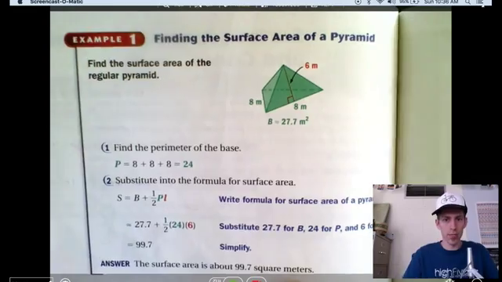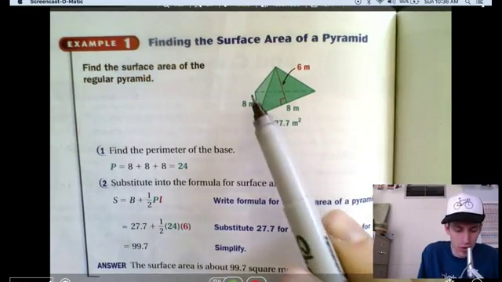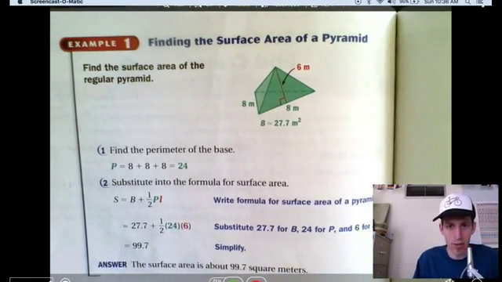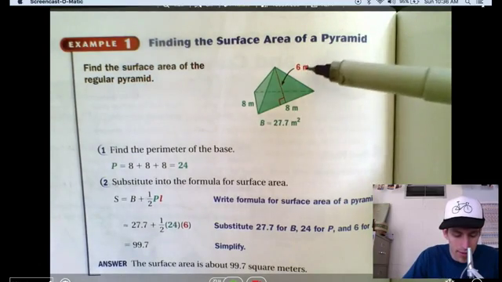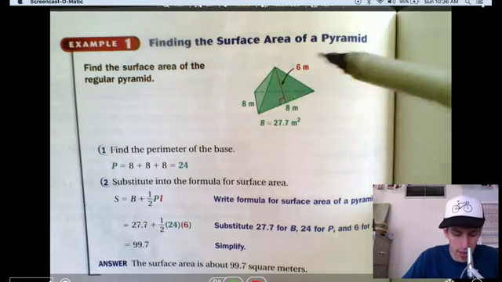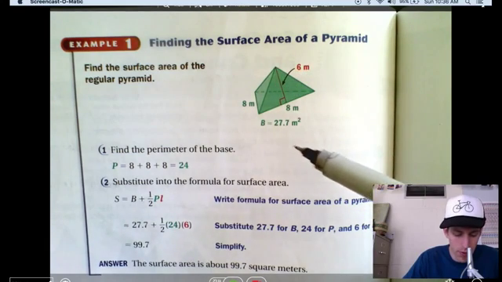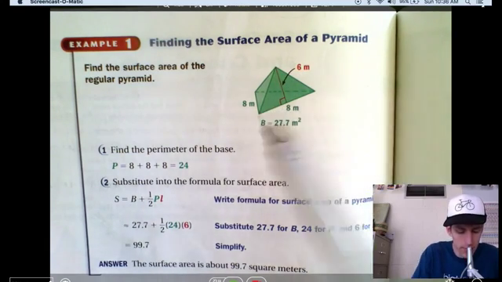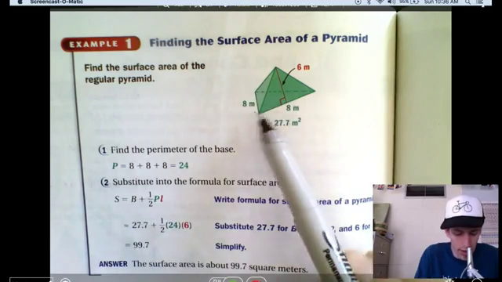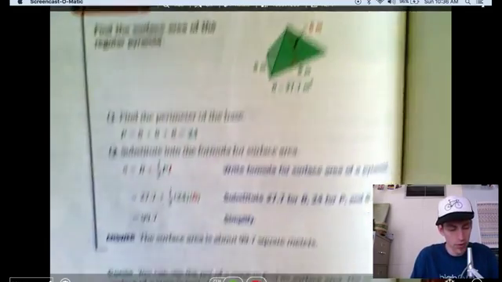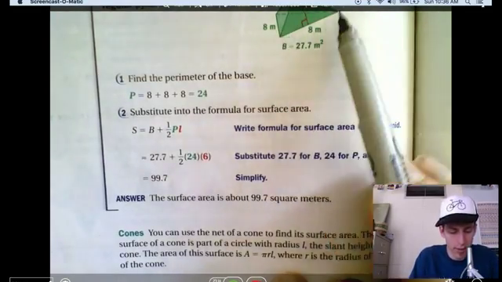Finding the surface area of a pyramid. Check this out. This is a triangular base for this pyramid. So, slant height is 6. Isn't that the slant height? It's not the actual height of the pyramid, right? And then the bottom edges here are 8. So, let's find the perimeter of the base.